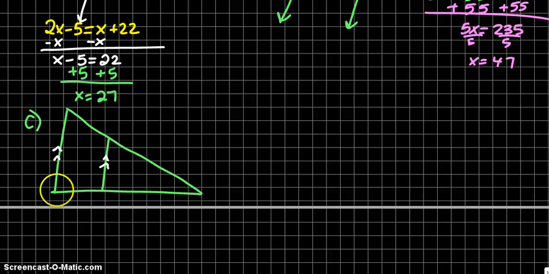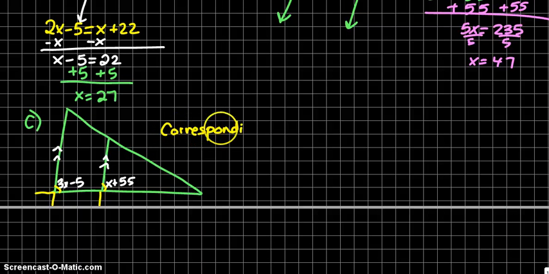So if I know that this little spot is 3x minus 5, and this spot is x plus 55, if you ignore the rest of the picture and think of it as if these all extend, then it might kind of help. But these two angles are actually corresponding angles, and corresponding angles are the same.